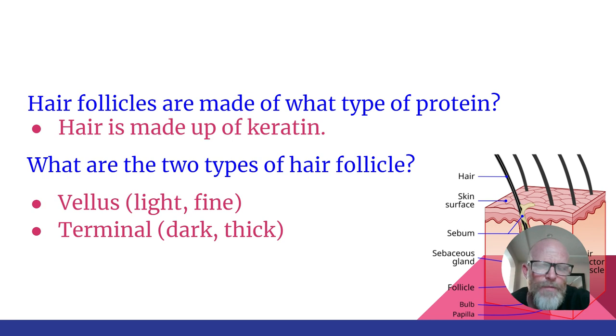Hair follicles are made up of what type of protein? The answer is keratin. What are the two types of hair follicle? There's vellus, which are light or fine hairs, and then terminal, which are dark or thick hairs.